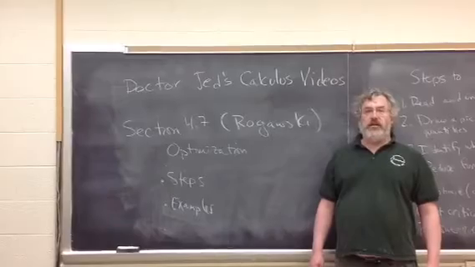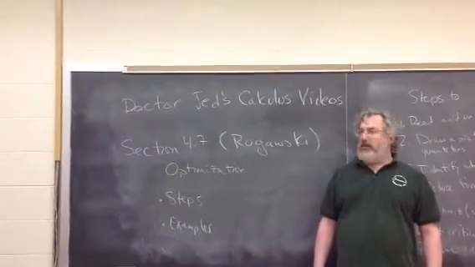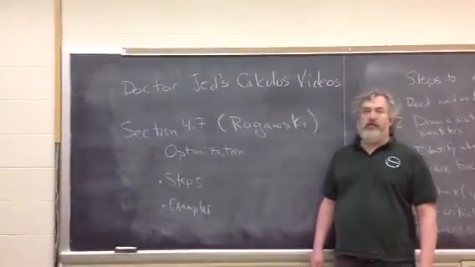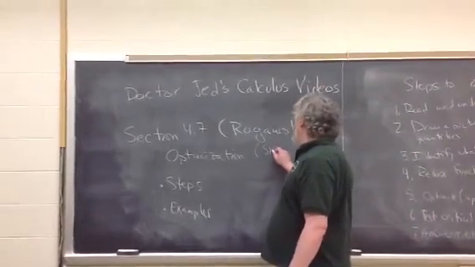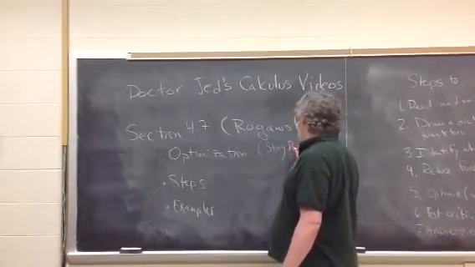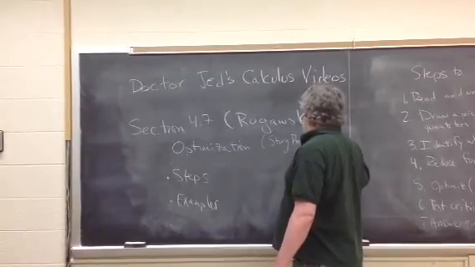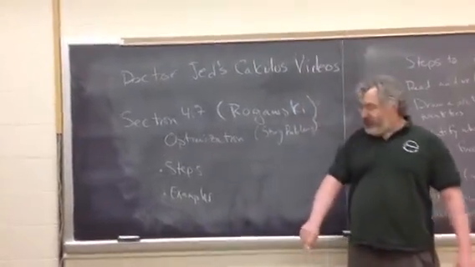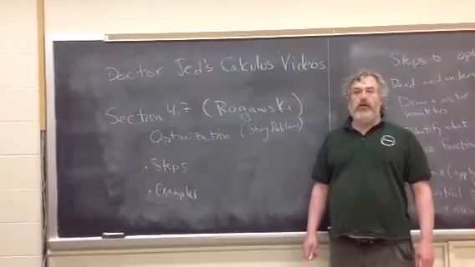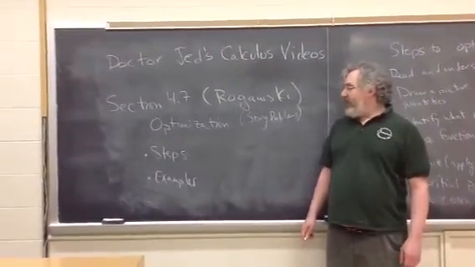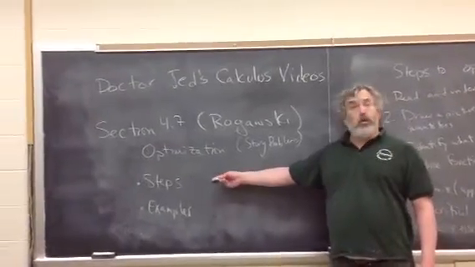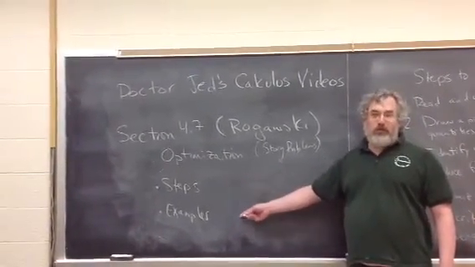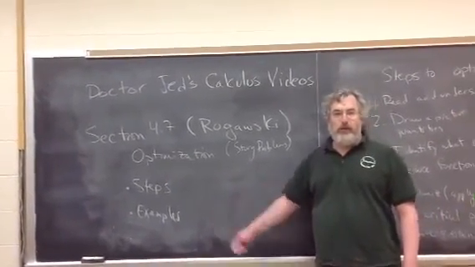This section is section 4.7 from Rogowski, which is on optimization. Actually, optimization with a subtitle, Story Problems. They're best handled through examples, but the examples are long. We'll do two. Hopefully that will be enough to give you a feeling for how to do these. First, we'll go over the steps of what you should do. Then we'll do the examples, and you'll see what we can do.